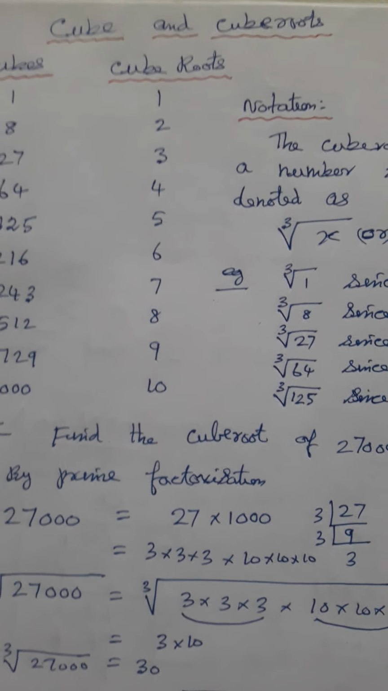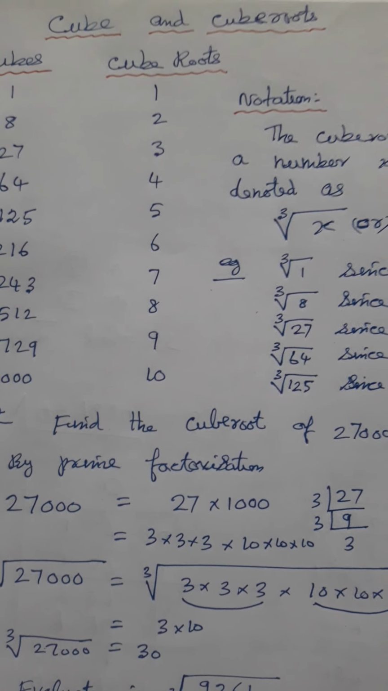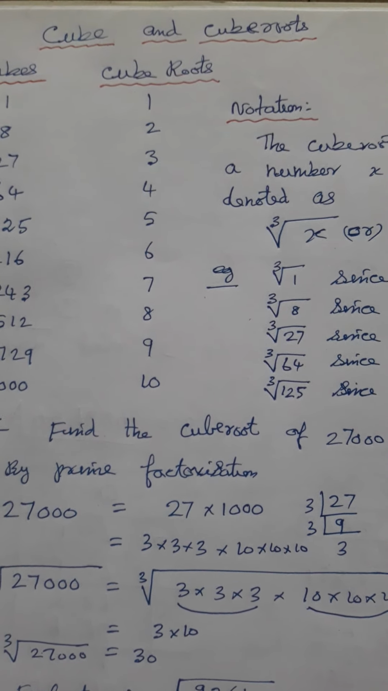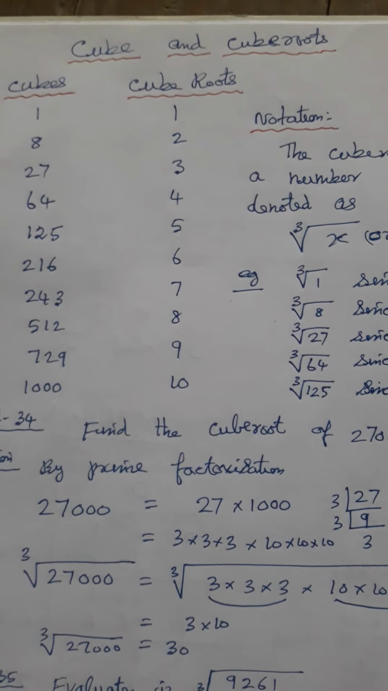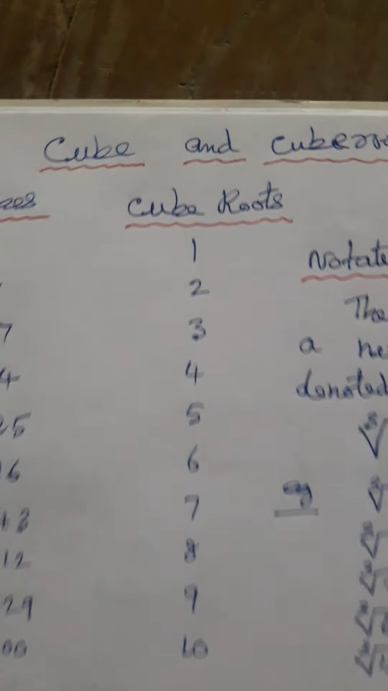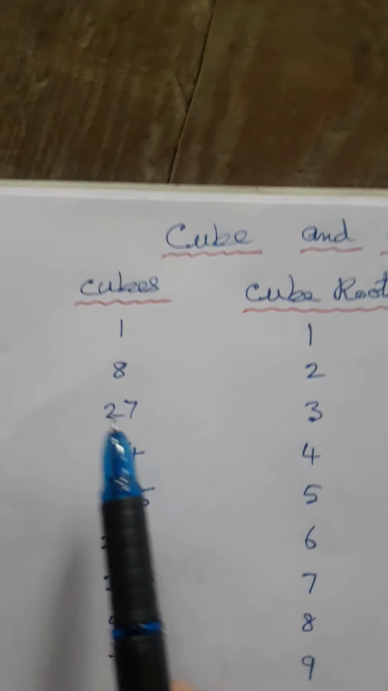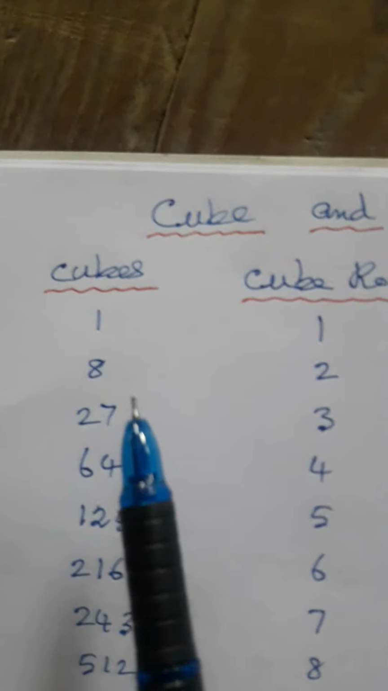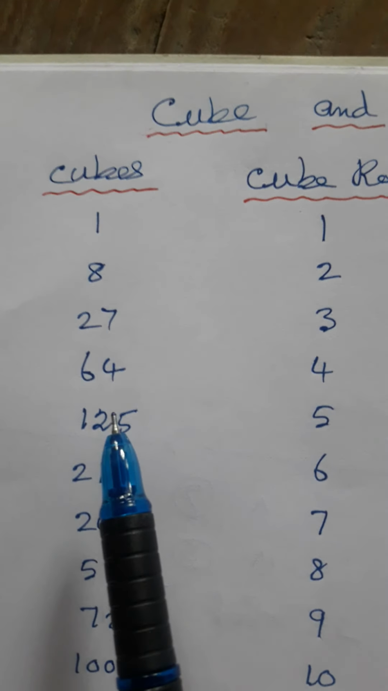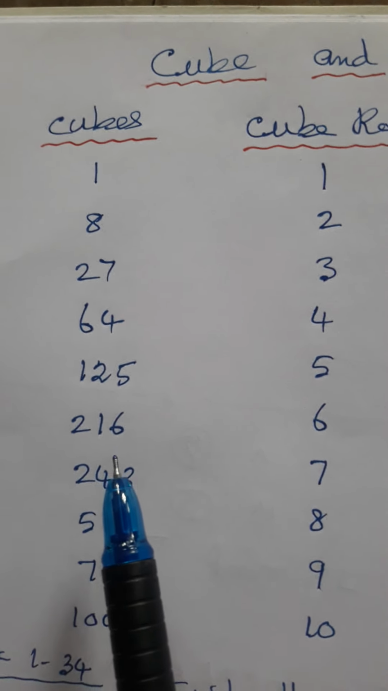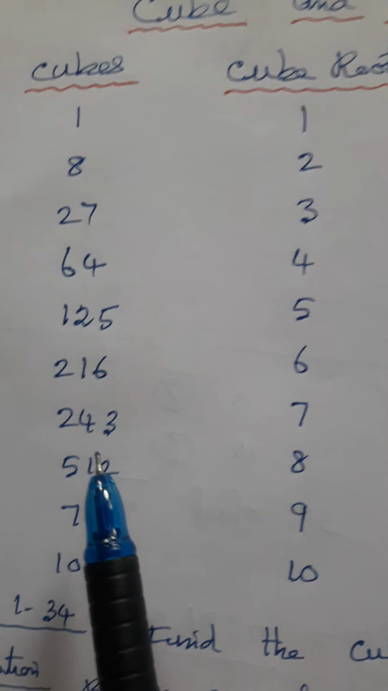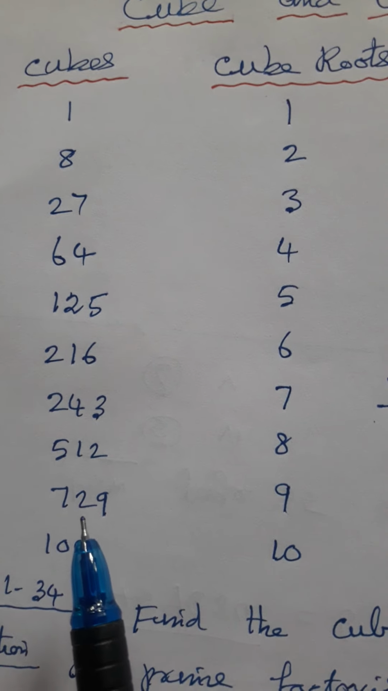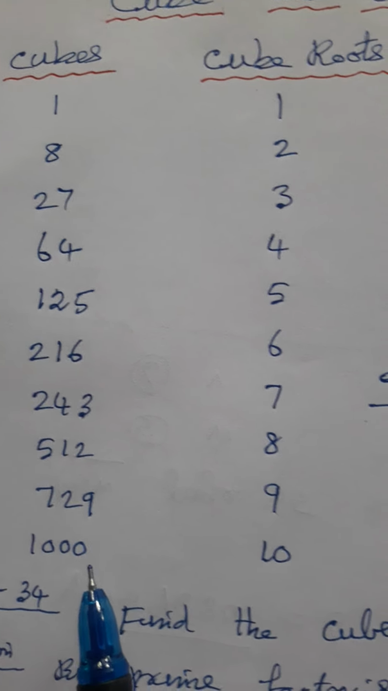Last class we discussed the topic square and square root in detail. Today we see cubes and cube roots. I take 10 numbers: 1, 8, 27, 64, 125, 216, 343, 512, 729 and 1000.